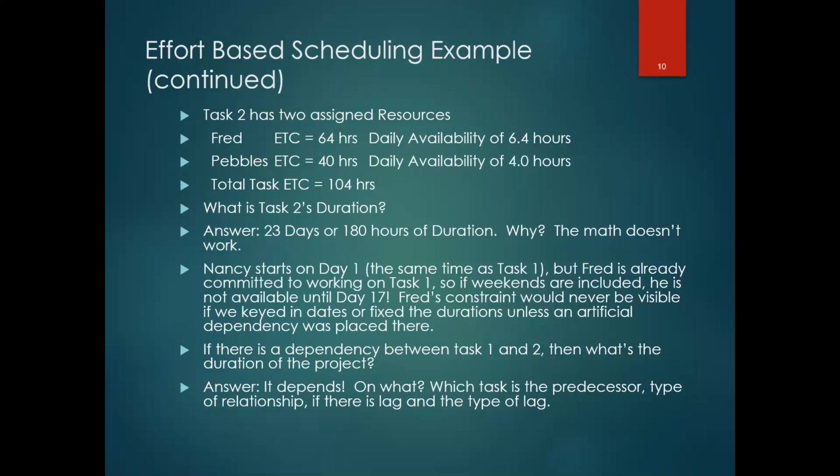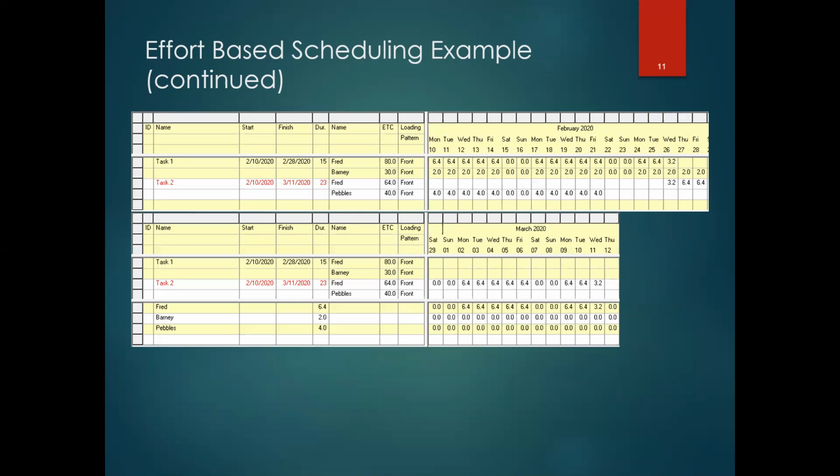But again, the basis is I'm doing ETCs, in Microsoft Project parlance remaining work, at the assignment level, not at the task level. So what would that look like? This is a screenshot from Open Workbench. The red that you see is the critical path task whenever you do the auto scheduling or run the scheduling engine. And you can see I have Fred at 80 and Barney at 30, like in the example, starting on the 10th of February, Monday.